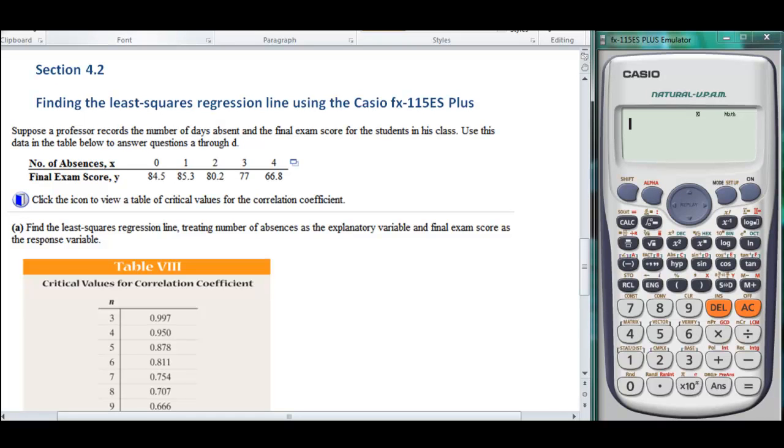In section 4.2, we need to be able to find the least squares regression line, and we can do that fairly easily using our Casio. So one of the problems from your homework is, suppose a professor records the number of days absent and the final exam score for the students in his class. Use this data in the table below to answer questions A through D.